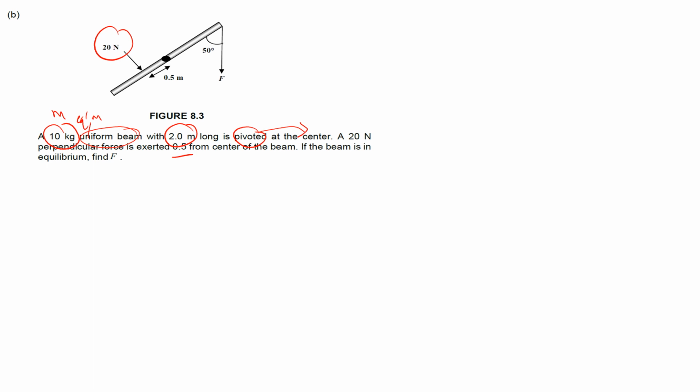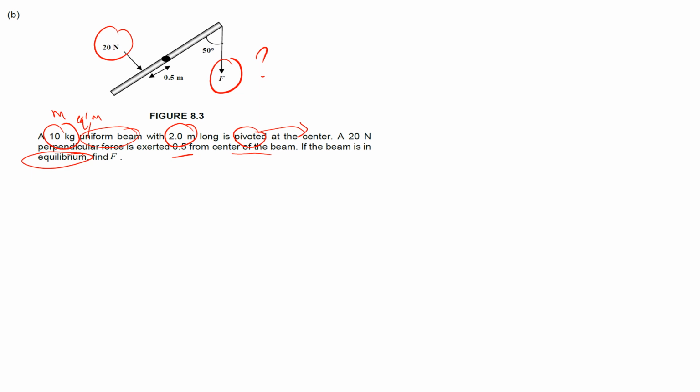So they give you here the applying force at the center of the bin. If the bin is in equilibrium, the word equilibrium again. Okay, find F. So they ask you to find F. This is our main character here.